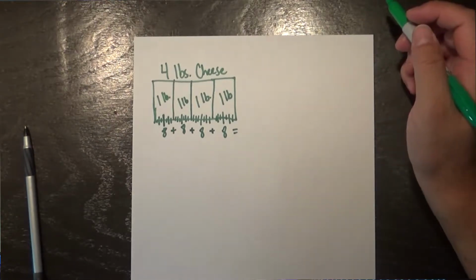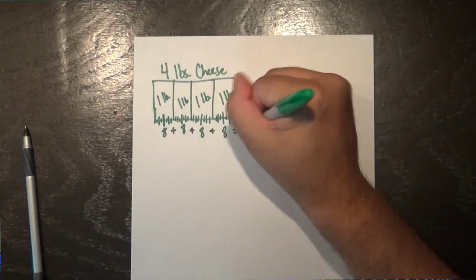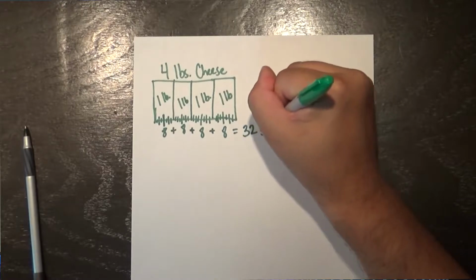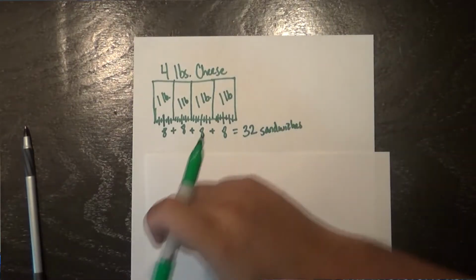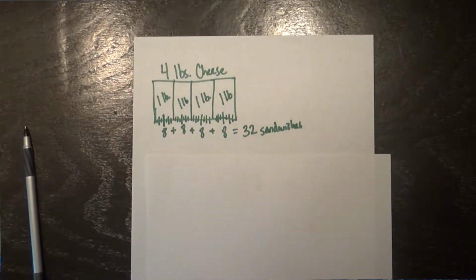You don't really need a calculator to figure that out. I'm hoping you know that would be 32 sandwiches. Now, if we think about this, when I was slicing up the cheese here with my pen, I was really just dividing it up, right? I took that 4-pound block and cut it into 4 individual pieces to create 1 pound, 1 pound, 1 pound, 1 pound. Then I took each 1 pound piece and cut it up to make 1/8 pieces.